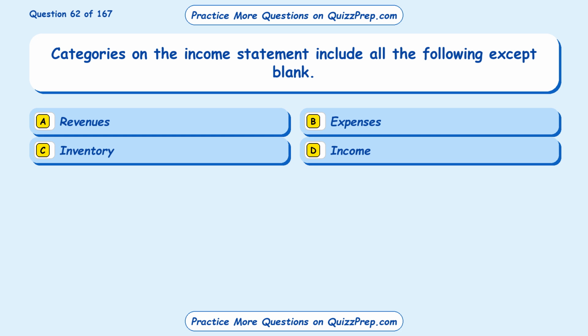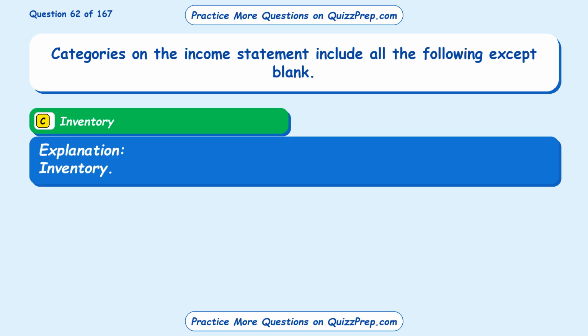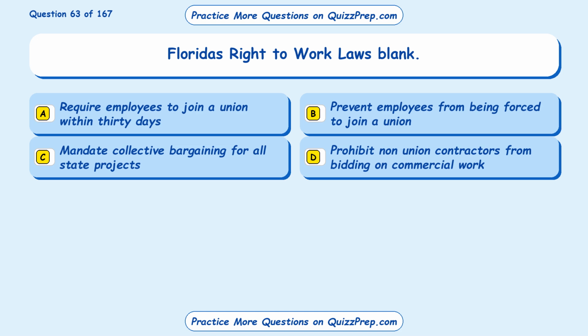Question 62. Categories on the income statement include all the following except blank. Option A, revenues. Option B, expenses. Option C, inventory. Option D, income. The correct answer is option C, inventory. Inventory.